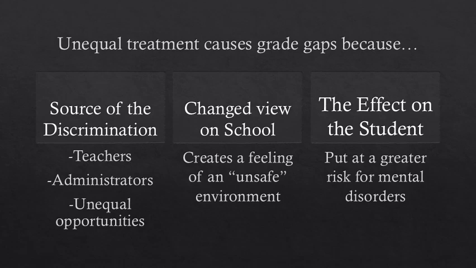We will discuss in depth a little bit later the different sources that discrimination comes from, and we will find that it mostly comes from teachers, administrators, and both of them creating unequal opportunities for different types of students in schools. And then we will further discuss how the changed view on school is that students start to have an unsafe feeling when they are in a school setting if they are being discriminated against, and how that can affect their grades. And the final thing that we will be discussing is the effect on the student in the way that it puts each individual student at a greater risk for mental disorders.